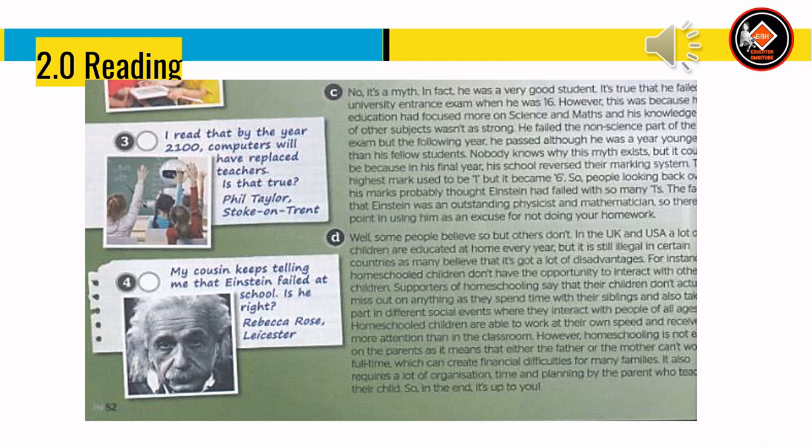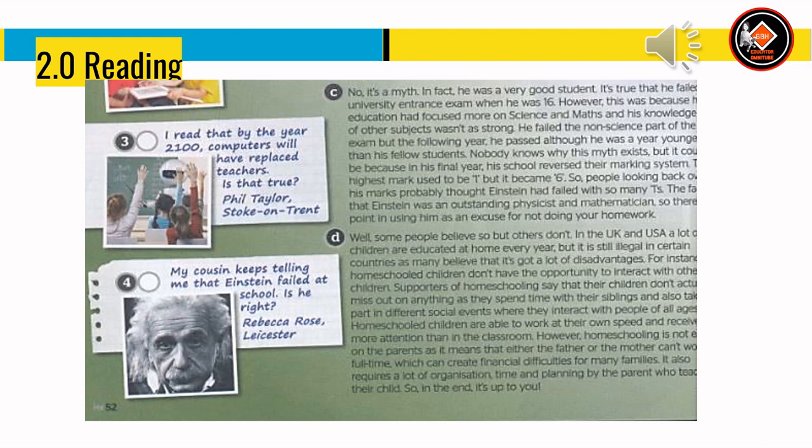Nobody knows why this myth exists, but it could be because in his final year his school reversed their marking system. The highest mark used to be 1, but it became 6. So people looking back over his marks probably thought Einstein had failed with so many 1s. The fact is that Einstein was an outstanding physicist and mathematician, so there's no point in using him as an excuse for not doing your homework.